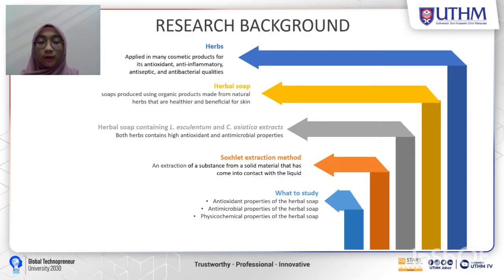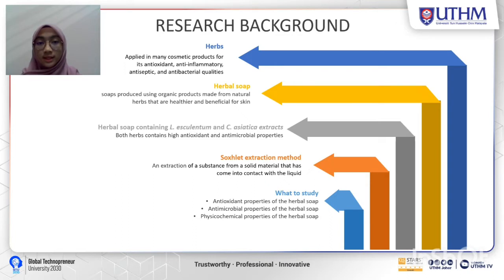The first point of the research background is herbs. Herbs actually refers to a plant that does not produce a woody stem. They have been used for a variety of purposes since a long time ago, and mostly for the prevention and cure of disease. For example, they are used to treat asthma and eczema. Herbs are still actively applied in many sectors even these days. And in cosmetic products, they are used for their antioxidant, anti-inflammatory, antiseptic, and antimicrobial qualities.